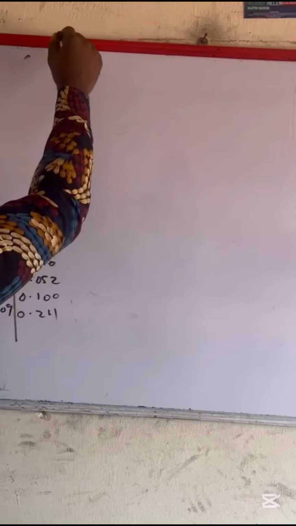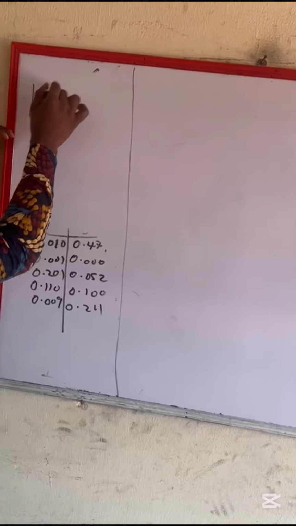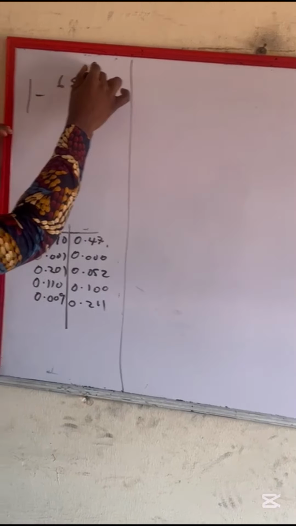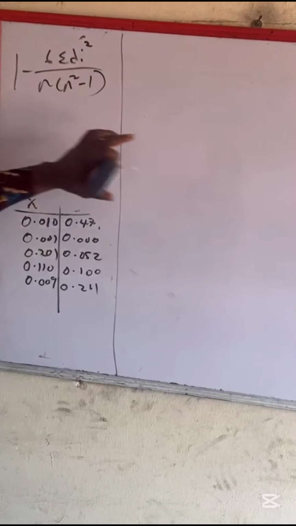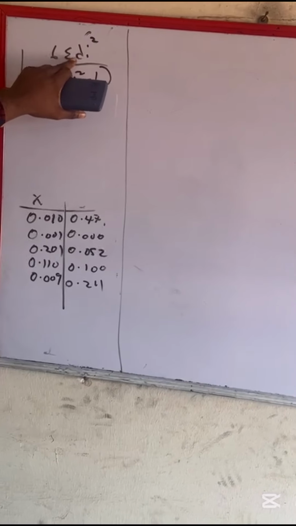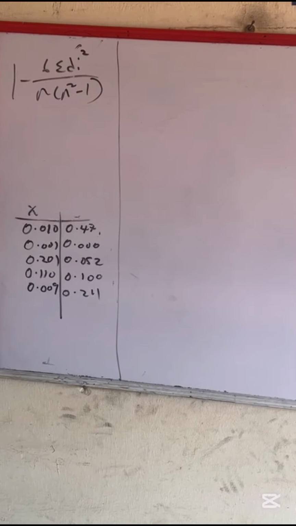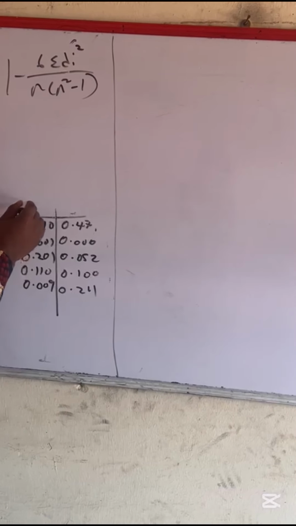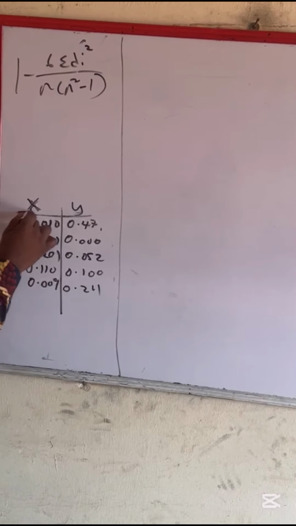All right. So next, remember we have 1 minus 6 summation di squared all over n bracket n squared minus 1. From the formula, we are going to find summation di squared. But the question is, how are we going to find summation di squared? We have x and we have y to be this.